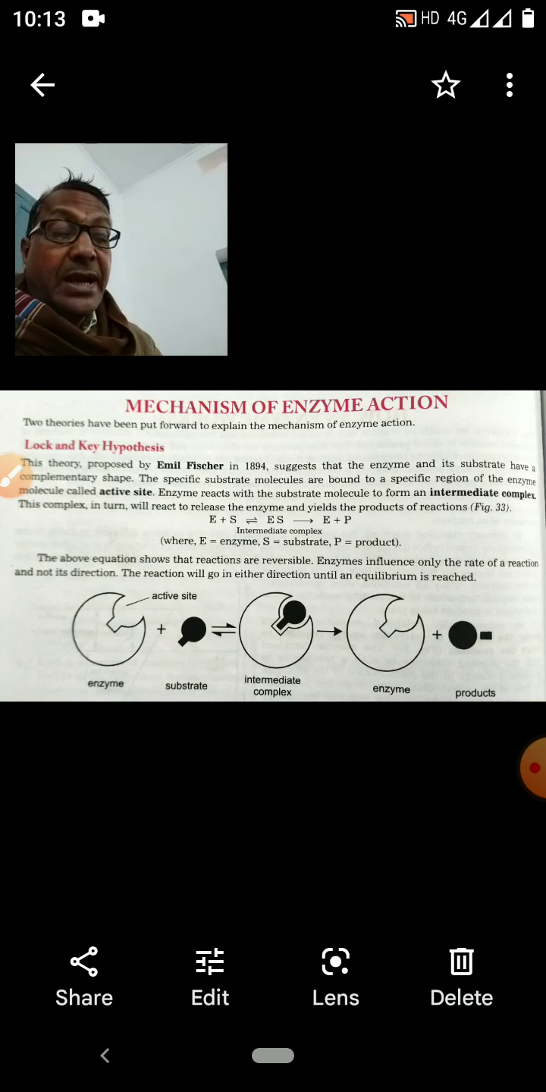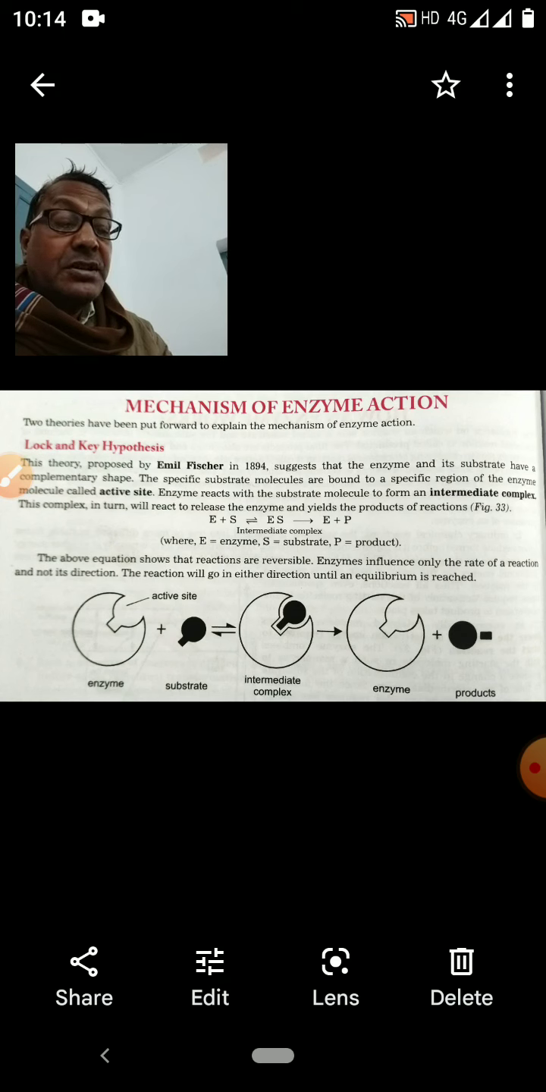The substrate molecules attach to the active site of the enzyme molecules. The active site is made up of a few amino acids that are close to each other. In the tertiary structure, when we are studying the tertiary structure of the enzyme molecule, the active site is made up of amino acids, and those amino acids are very close to each other.